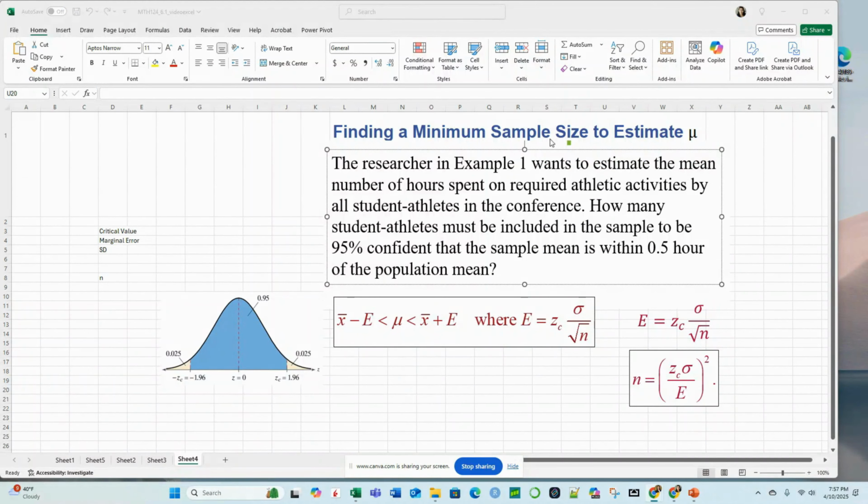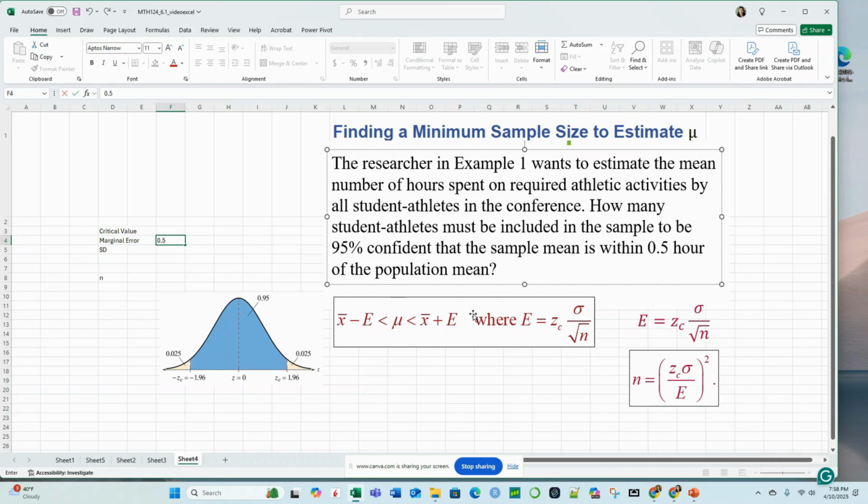Now we are going to find the minimum sample size to estimate mu. If you read this information, it asks how many student athletes must be included in the sample to be 95% confident that the sample mean is within 0.5 hours of the population mean. This is telling us the sample mean is within the error. Within the error is 0.5. Then I will type here that my marginal error for this question is 0.5.